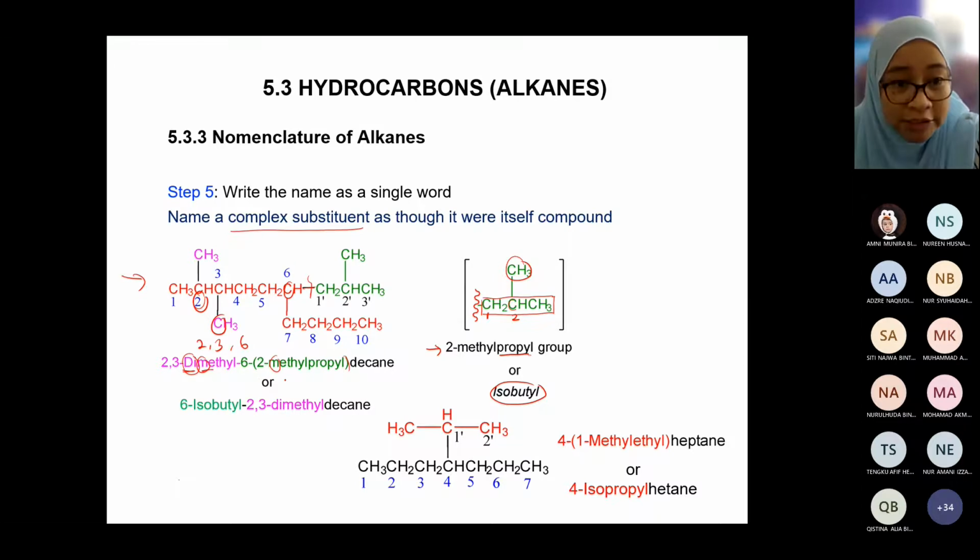So who will go first? In this case, we prioritize the numbering. We will go for the lowest number, since both of them are methyl. So 2, 3 with 6, which comes first? 2, 3. That's why 2,3-dimethyl, dash, 6, dash, bracket, guys, for the complex substituent 2-methyl propyl, and then decane. So this is if it is named based on systematic.